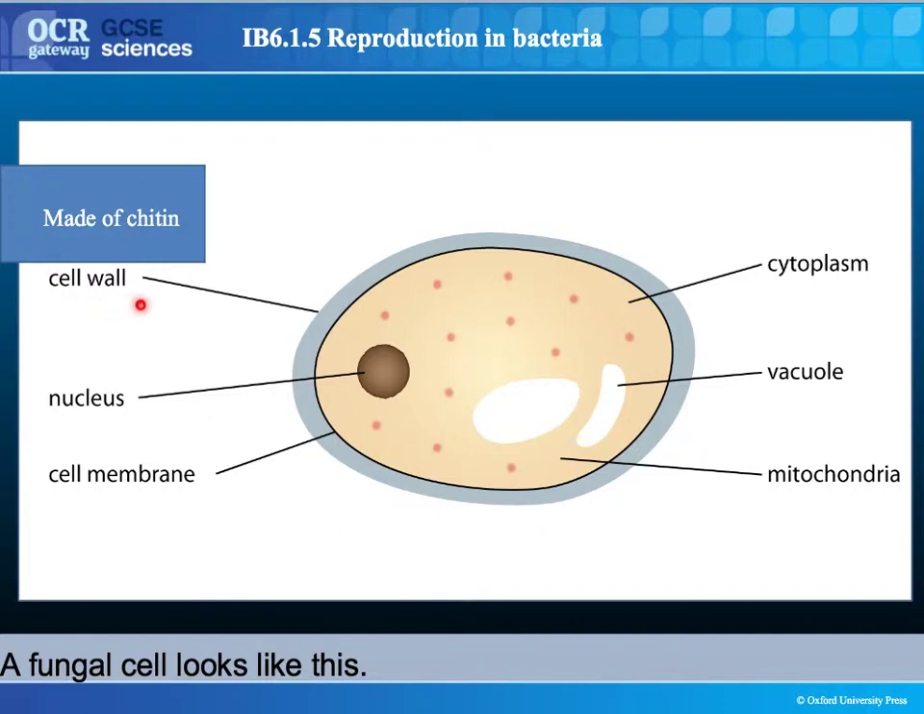And here we've got the cell wall, which in plants is made from cellulose. In bacteria, as we said in the last session, it is made from peptidoglycan. But in fungi, such as yeast, it's made of a substance called chitin, which you may have heard of before when we've looked at exoskeletons of insects. This cell wall provides the same function as it does in bacteria and plants. As I say, the only difference is the substance that it's made out of.